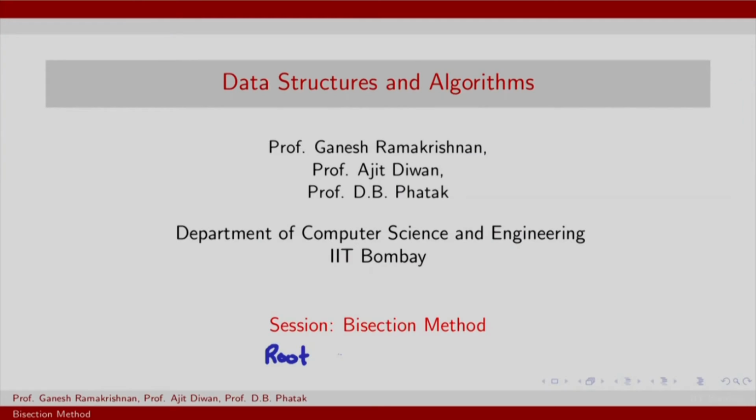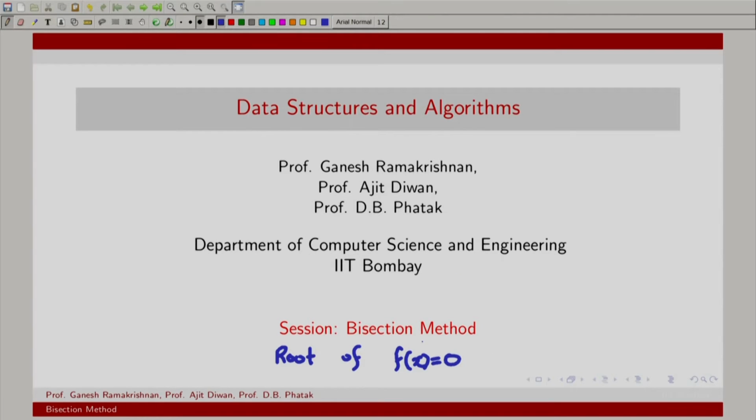So, we are looking at the equation of the form f(x) equal to 0. What we will discuss today is a method called the bisection method to find the roots of such an equation, that is, solutions to f(x) equal to 0.